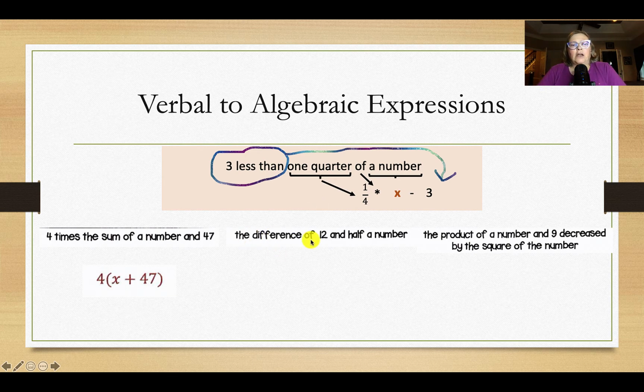All right, then let's look at the next one. The difference of 12 and half a number. So the difference of is going to mean minus. So we're going to have 12, and half a number is really short for saying half of a number. So it's going to be 1/2 times x. So I think we're going to get 12 minus 1/2 x.